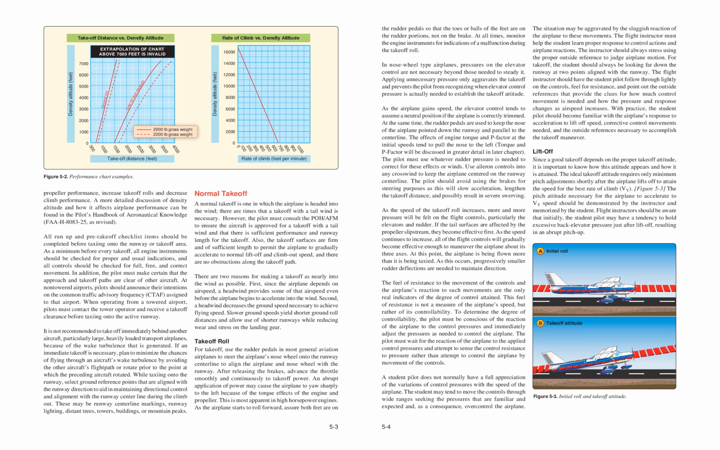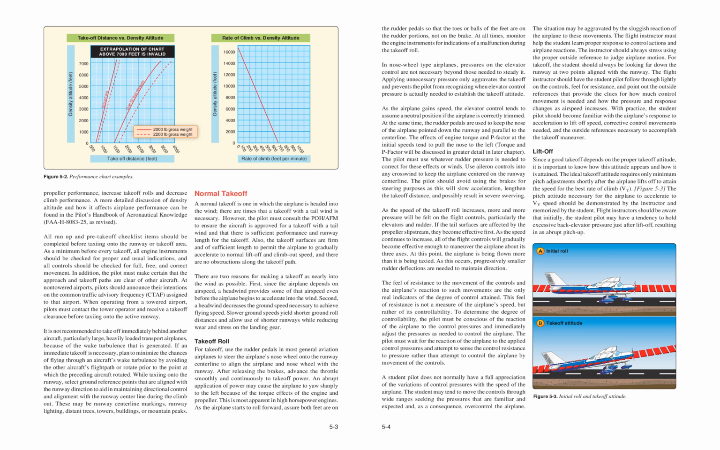Takeoff distance, feet. Rate of climb, feet per minute. Figure 5.2. Performance chart examples. Propeller performance, increase takeoff rolls and decrease climb performance. A more detailed discussion of density altitude and how it affects airplane performance can be found in the Pilot's Handbook of Aeronautical Knowledge, FAA-H-8083-25B, as revised. All run-up and pre-takeoff checklist items should be completed before taxiing onto the runway or takeoff area.